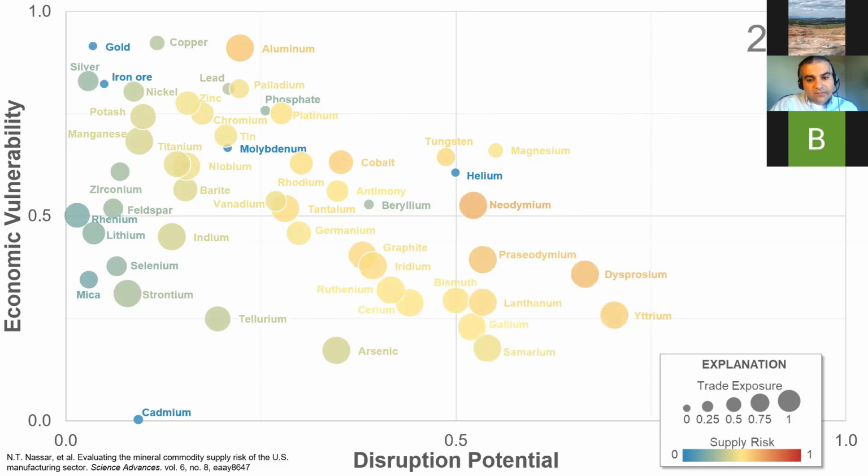And finally, furthest to the right, we have our rare earth elements and some of the minor metals, some of the minor PGMs, iridium, ruthenium, gallium would also fall on here.